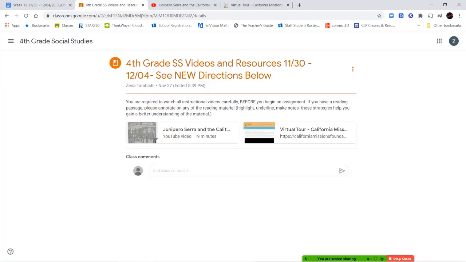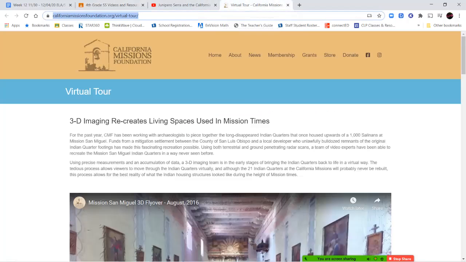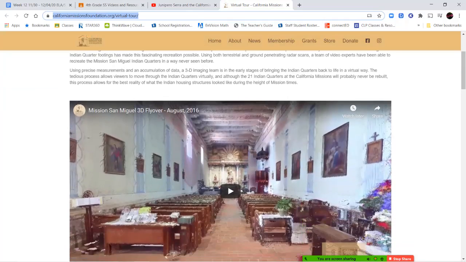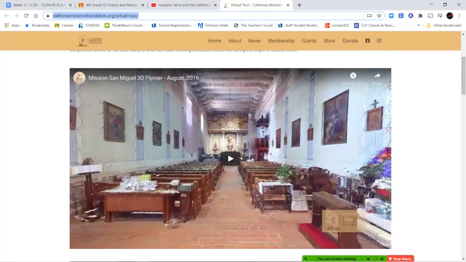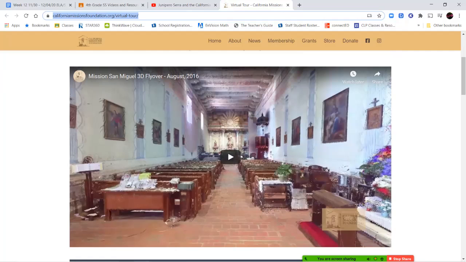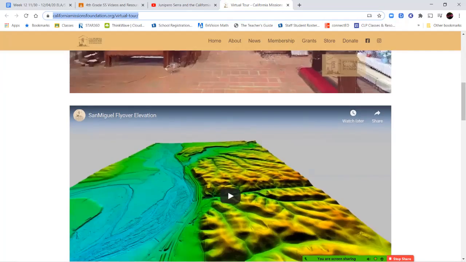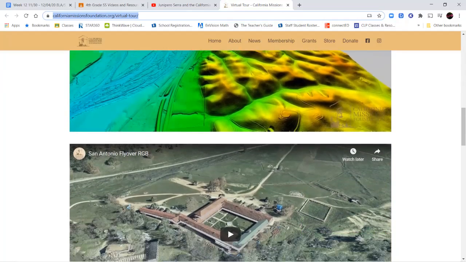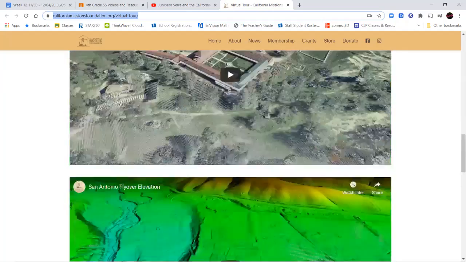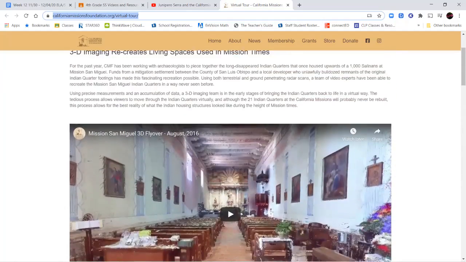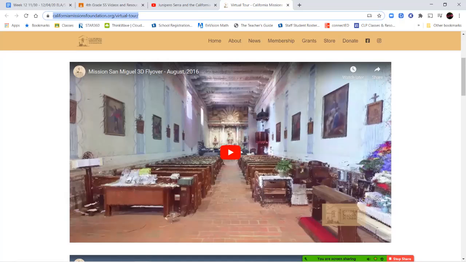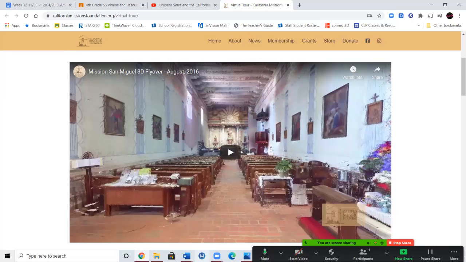The second thing that we have over here is a link for a virtual tour of the California mission. We're going to be talking about these a little more next week, but I did want to give you a chance to take a look at them because they are going to be a part of the rest of this week's assignment. It'll give you a good idea of where these missions were located, what they generally looked like, and the ability to kind of take a virtual tour and go inside of them. Now let's get started on our lesson for this week.